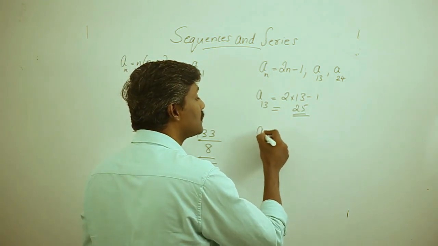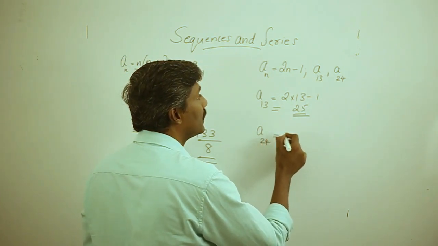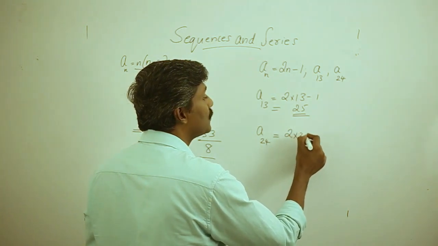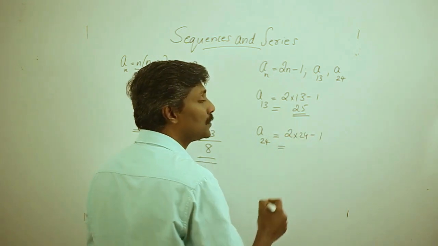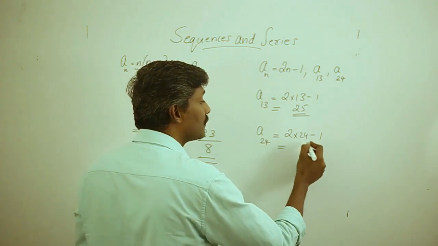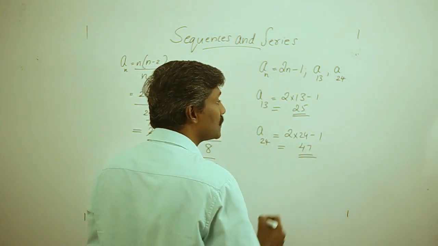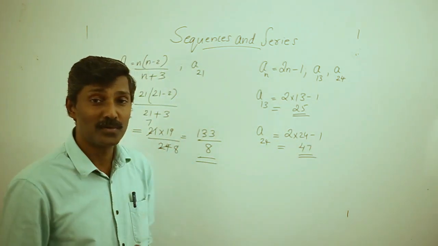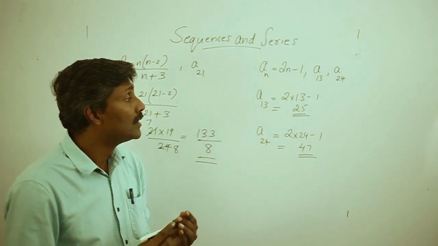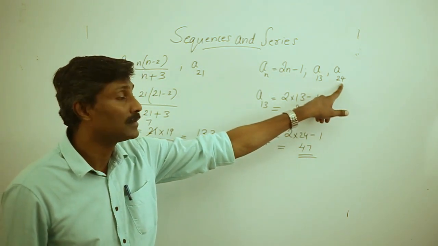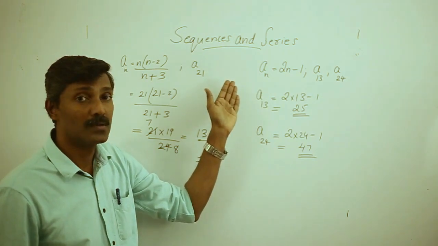And coming to the second part, the 24th term, again just replace n by 24, so we get something like this. 2 into 24 is 48 minus 1, which is 47. So this is how you find out the terms that are given in a particular sequence.